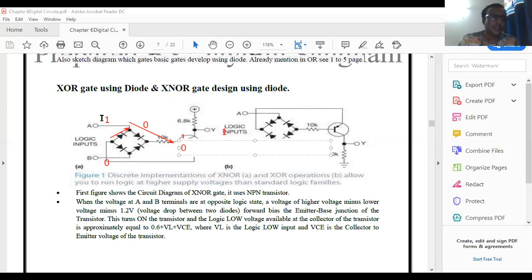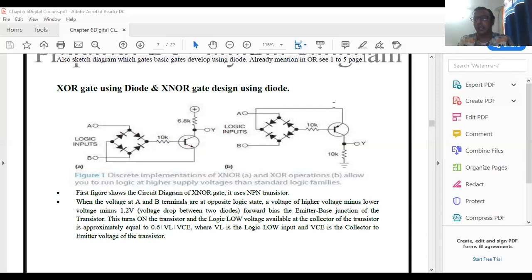So here see this, two different inputs, so output is 1. So it is known as the XOR gate. Similarly, you will be able to understand the XOR gate with the help of a PNP transistor. So basically 4 diodes are required to design the XOR gate. 4 diodes are required to design the XNOR gate. So this is the correct explanation of logic gates.